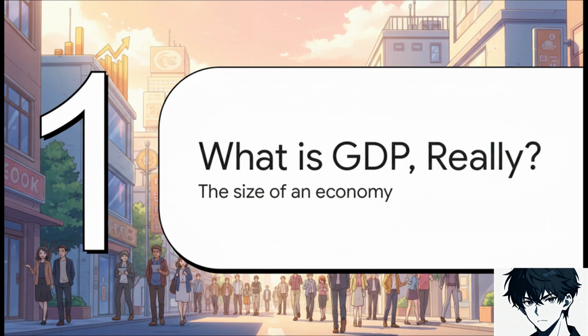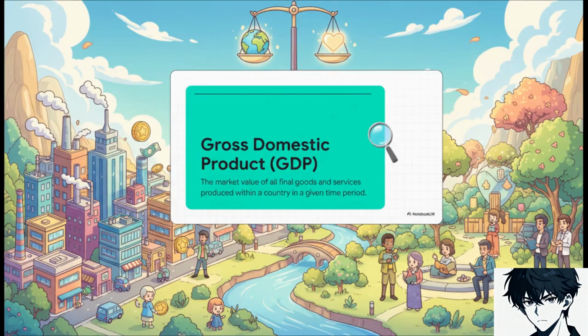Okay, so first things first, let's get a really clear, simple handle on this term we hear thrown around constantly. So here's the official textbook definition. GDP is the market value of all final goods and services produced within a country in a given time period. Now, that might sound a little dry, but trust me, every single word in that definition is important. So let's break it down piece by piece.